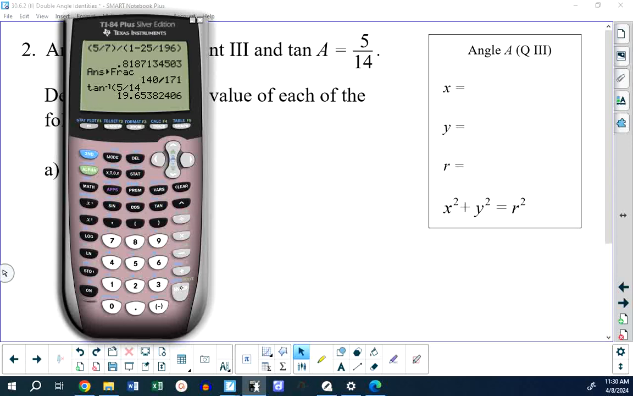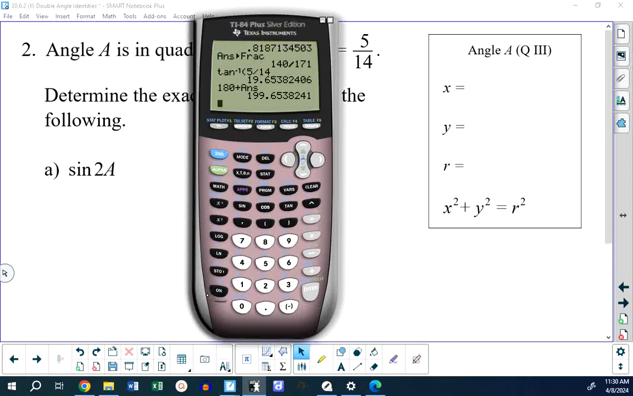I misspoke earlier about drawing something. I'm going to go back and talk about something in a bit. It's in quadrant 3, which means this reference angle plus 180 is the true rotation angle. That's A. I'm asked for the sine of 2A, so I'm going to double this and then take the sine.